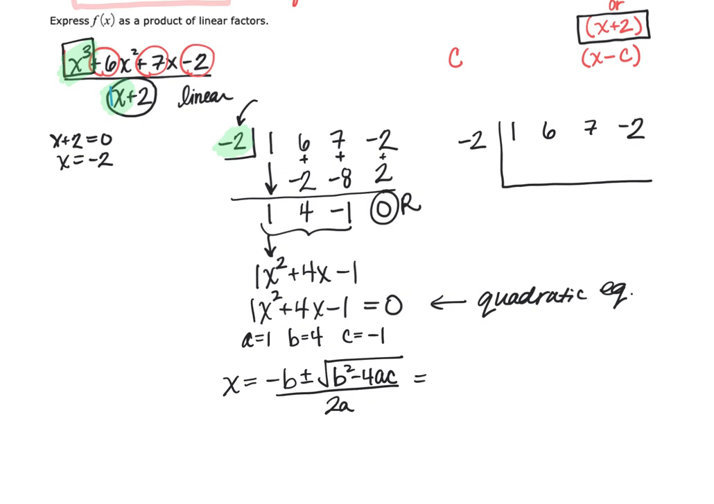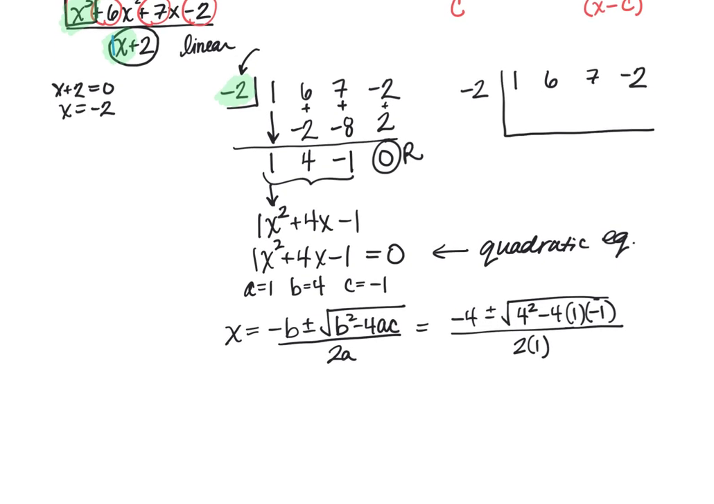So in this case, x will equal -b, so -4, plus or minus the square root of b squared, that would be 4 squared, minus 4 times a times c, and then all divided by 2 times a, which would be 2 times 1. So -4 plus or minus the square root of 4 squared is 16.